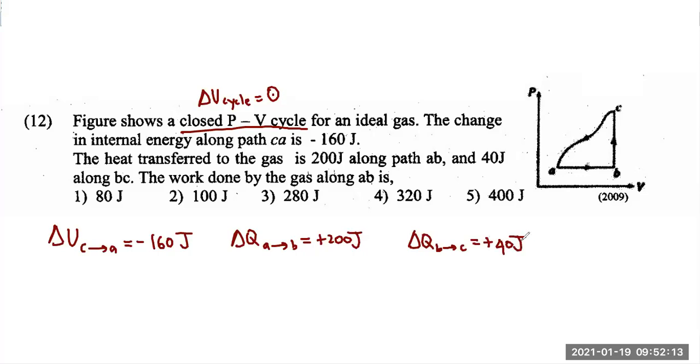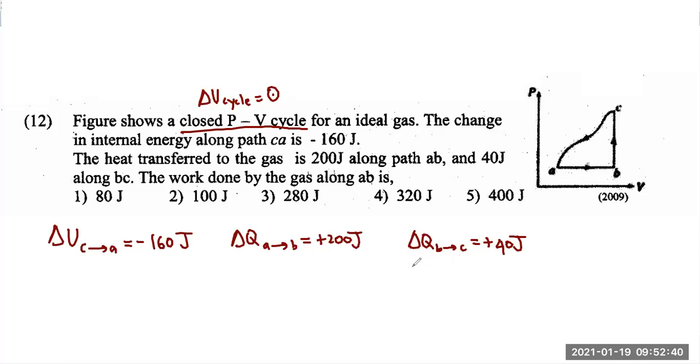Plus and minus signs are very important. If heat is absorbed by the system, delta Q is plus. If heat is released from the system, delta Q is minus. The work done by the gas along AB is what we are supposed to find out. Interesting. All right. Now let's analyze each process one after the other.